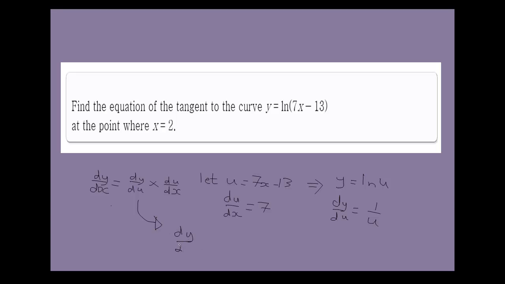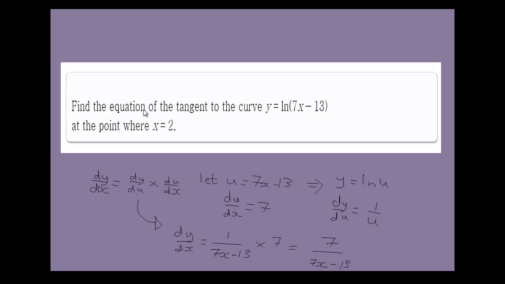So dy/dx equals dy/du, which is 1 over u. Well, we can substitute the u back because we want everything in terms of x. So that's 7x minus 13, and then times 7. And then we would just write that as 7 over 7x minus 13, and hopefully you can see from that that it's actually just the derivative of the inner function up here, over the inner function itself.